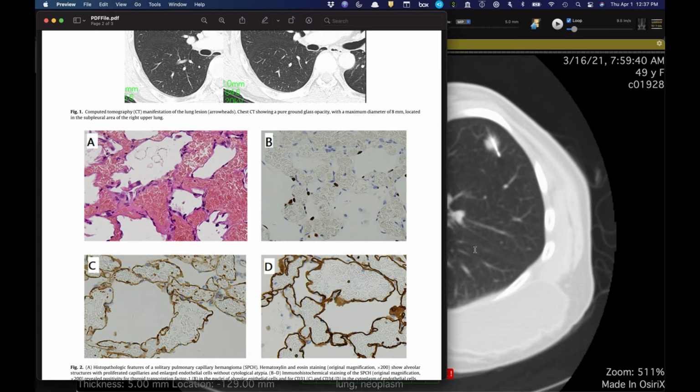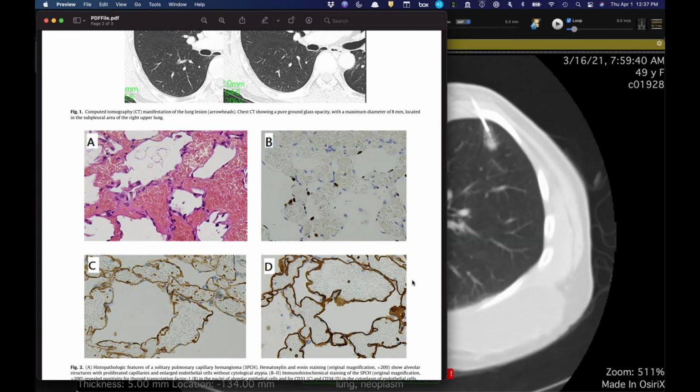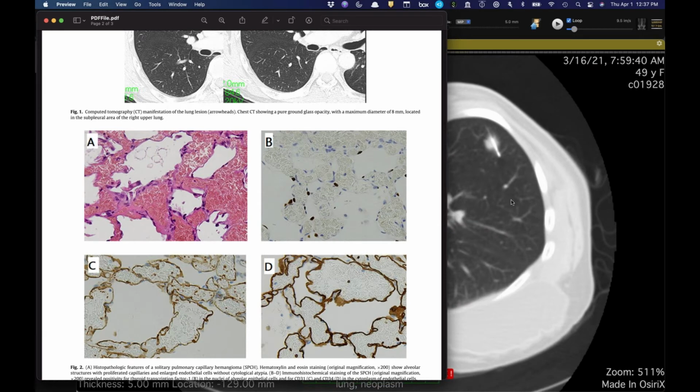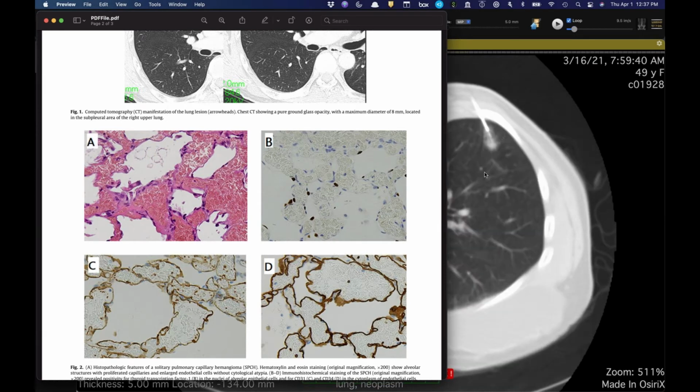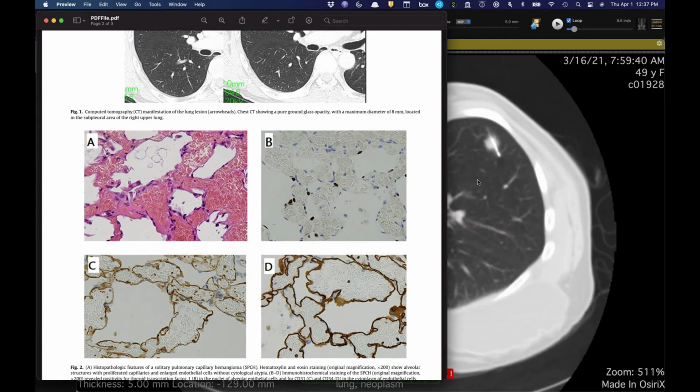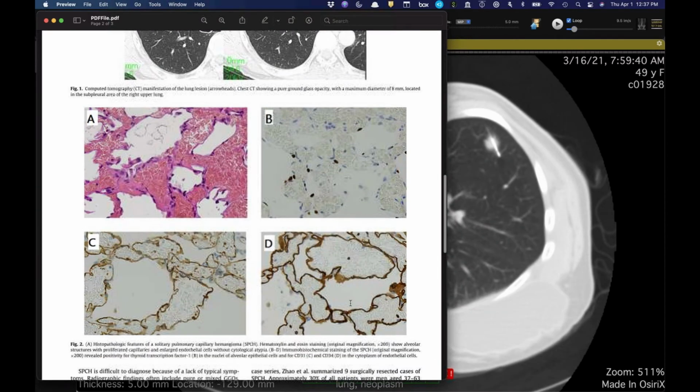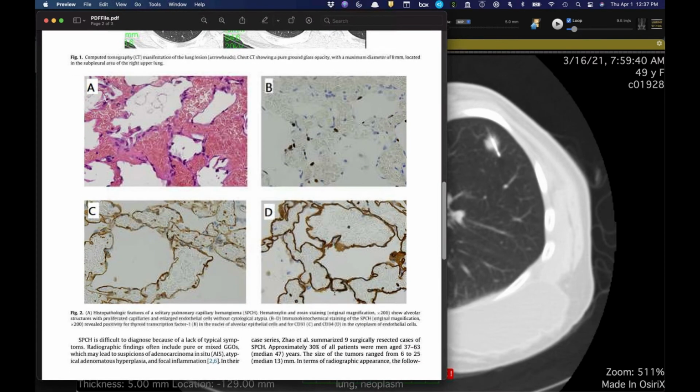Have you guys ever seen one of these? No. Nope. I mean, not that we need more things for a GGO differential, because again, this is still 99 times out of 100 going to be some sort of adenocarcinoma spectrum.